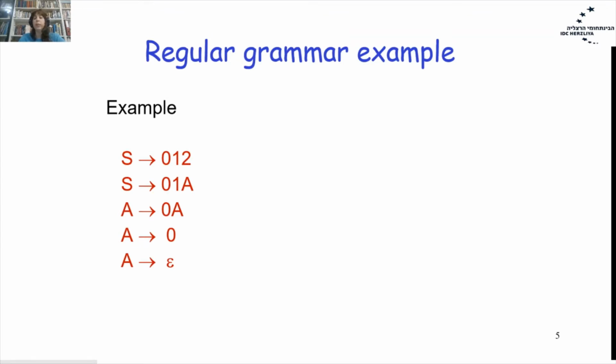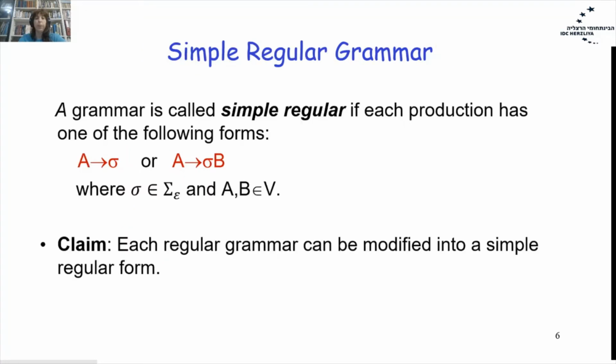Let's see an example. This grammar is a regular grammar. Why? S derives only terminal symbols 0, 1, 2. Then S derives a prefix, which is the terminal symbols 0, 1, and the suffix, which is a variable A. A derives 0A, or 0, or epsilon. This grammar is regular because it satisfies the previous definition.